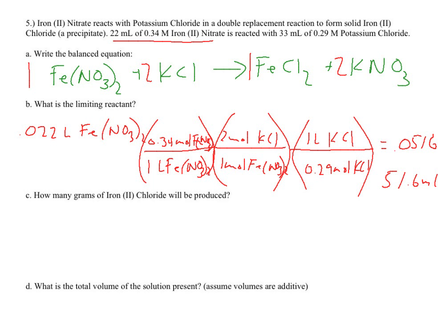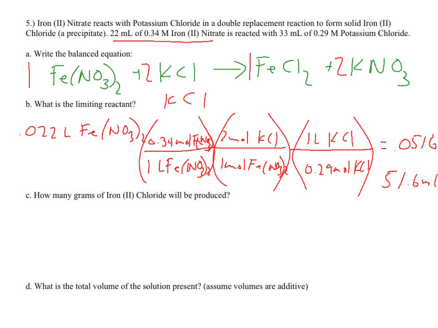You need more moles of it, and its molarity is a little bit lower, so you need a little bit more than twice as much in terms of the volume. So with what we have, you would need 51.6. What we actually have is 33. We don't have enough KCl. KCl would be our limiting reactant.